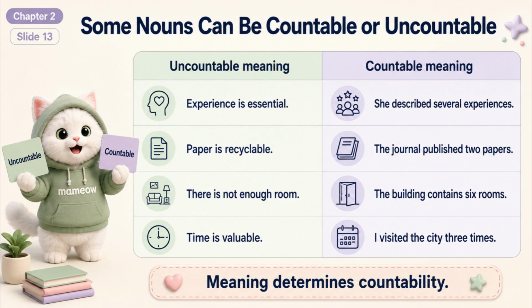Room is uncountable when it means available space, but countable when it means a room inside a building. Time is uncountable when referring to time generally. It becomes countable in 3 times, meaning 3 occasions. Do not memorize a noun as permanently countable or uncountable without considering its meaning.